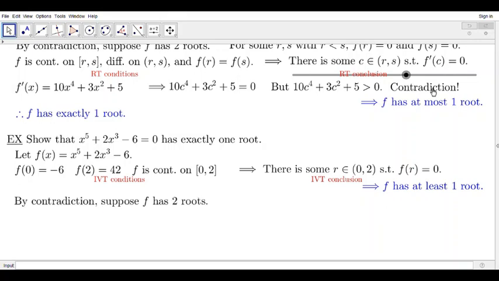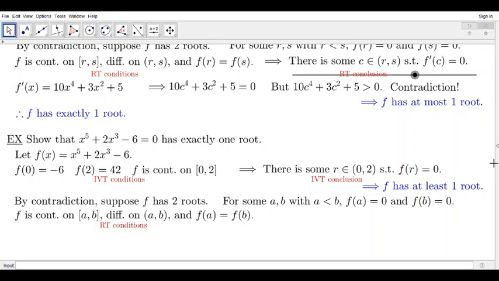By contradiction, suppose we can find two of them. Let's call them a and b, a less than b, so they're different, and then f of a and f of b are both 0. All the conditions of Rolle's theorem are satisfied. f is continuous in [a, b], differentiable in (a, b), because f is a polynomial. And then f of a equals f of b, right, because the common value is 0.